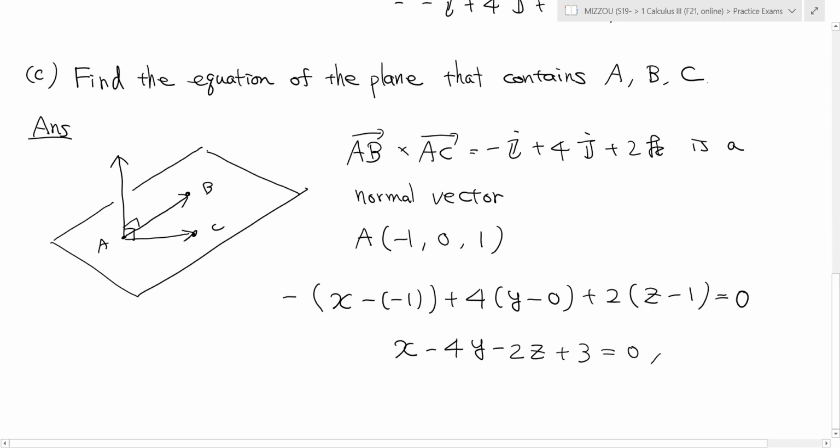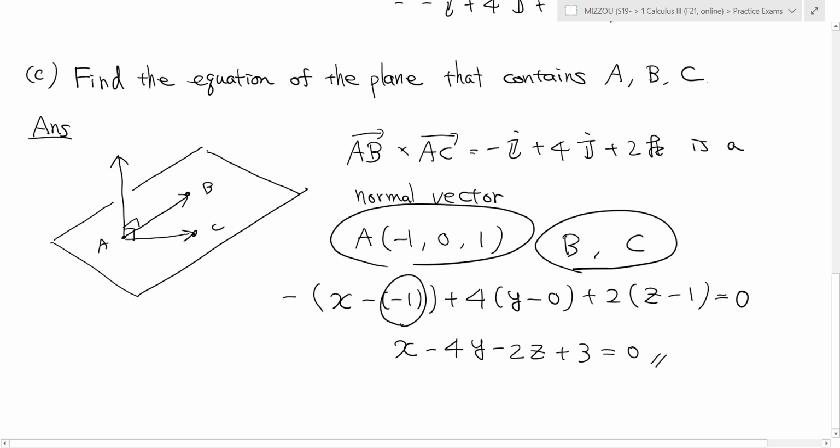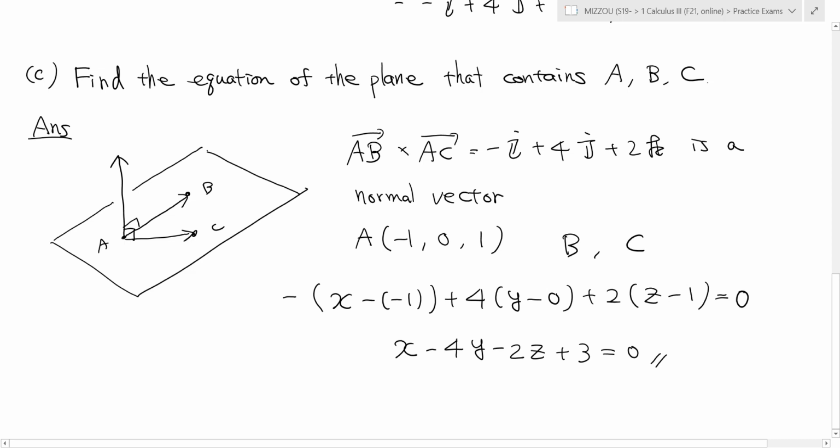So that's the answer. And if you use B or C instead of A here, then you'd plug in different numbers here, here, here. But if you simplify everything, you are supposed to get the same thing. So it doesn't matter which one to use. Anyhow, so that's the final answer.